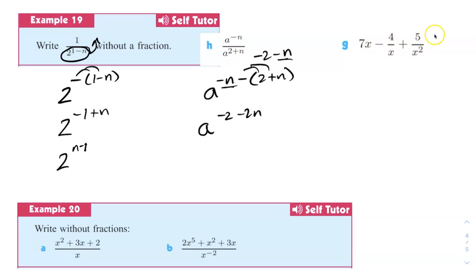Here, you want it without a fraction, so all I'm going to do here is move these powers to the top. Remember, if you don't see a power on the x, it's a 1, so that becomes 7x minus 4x to the negative 1, and over here becomes 5x to the negative 2.